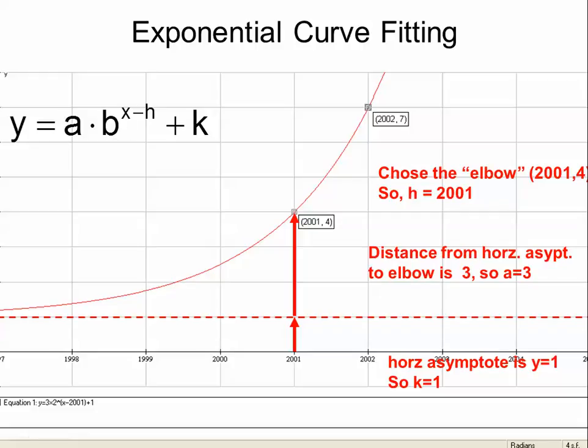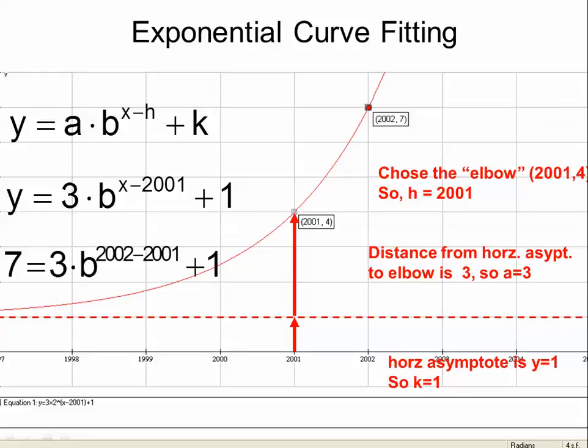In Fathom, what you could do is make a slider for b and simply move the slider until it matches. We know that b is greater than 1, but there's something else that we can do. There is another point, 2002, 7, or we could have picked a point down here, but anyway, let's pick a point up here. If we substitute 2002 and 7, the only thing that's left is b, and we can solve for b.